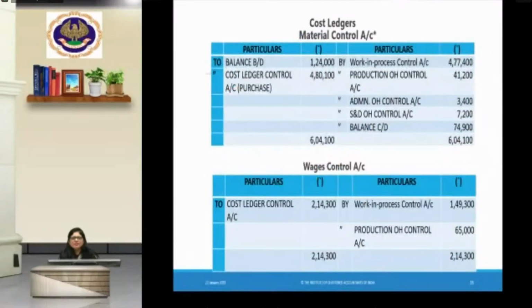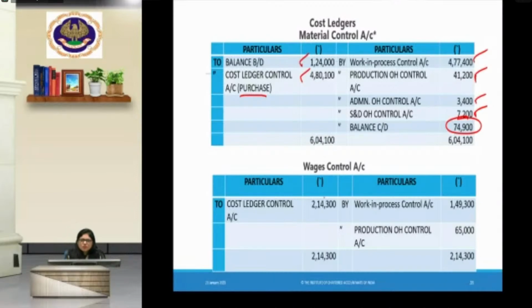So material control account. This was the opening balance. This was the purchase, right? Cost ledger control account. We issued to production. We issued to production overhead. We issued to admin overhead. We issued to selling and distribution. And this is the closing balance of material left in stock. Clear? So these are the debit and these are the credit.